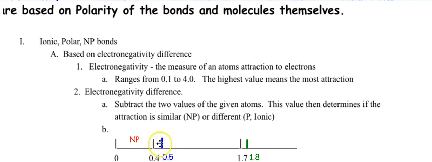There is not going to be anything between 0.4 and 0.5. If it's between 0.5 and 1.7, it's polar. And if it's 1.8 and beyond, it's ionic. We're not going to talk about ionic too much here. We're going to find out organic is mostly in the other ranges. We're not going to be dealing with elements that subtract to such a big number.